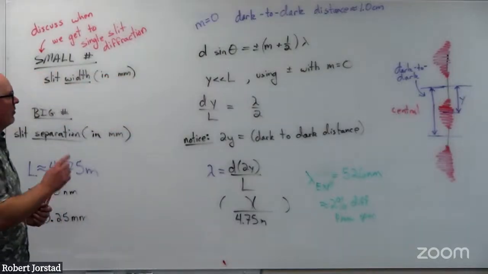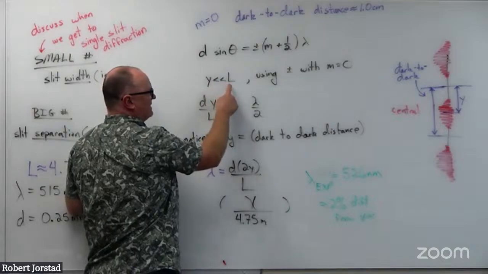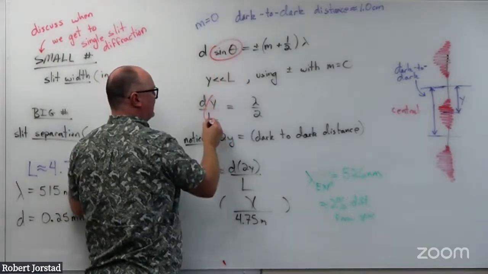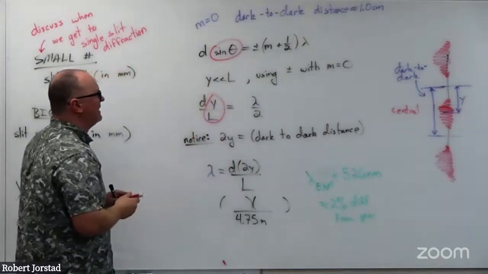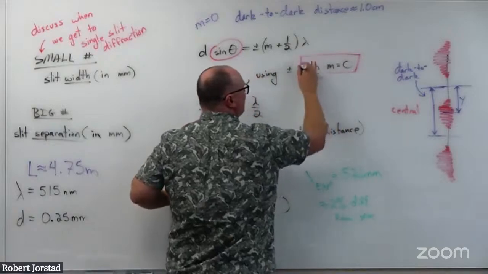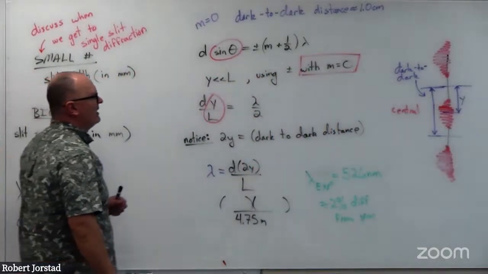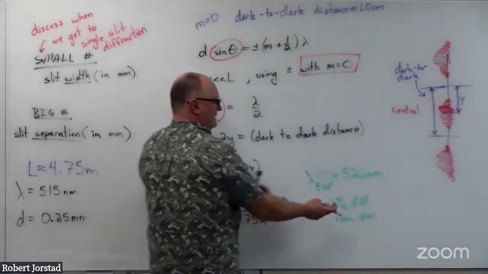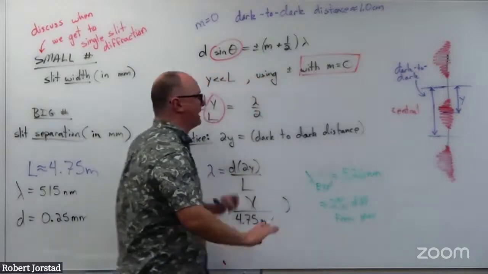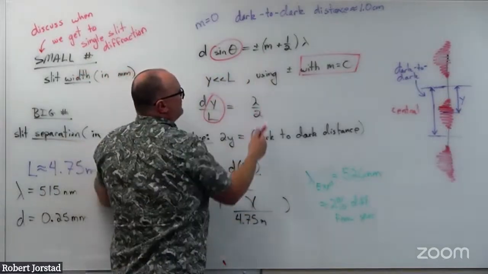So what I want to do is make the following assumption. y is much, much less than L. That allows me to take sine theta and turn it into y over L. And then I'm going to assume we were looking at the fringes on opposite sides of the central maximum. This would have been true if we had looked at these two fringes or these two fringes. So that's not a bad assumption. That's not a big deal.